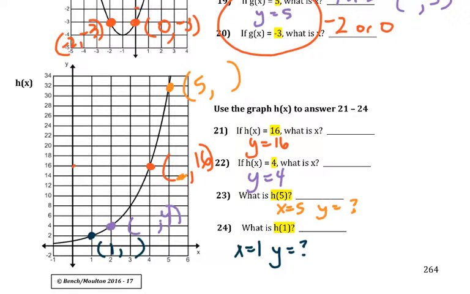So the correct answers that you should have here: number 21, the answer is 4. Number 22, the answer is 2. Number 23, the answer is 32. And number 24, the answer is 2.